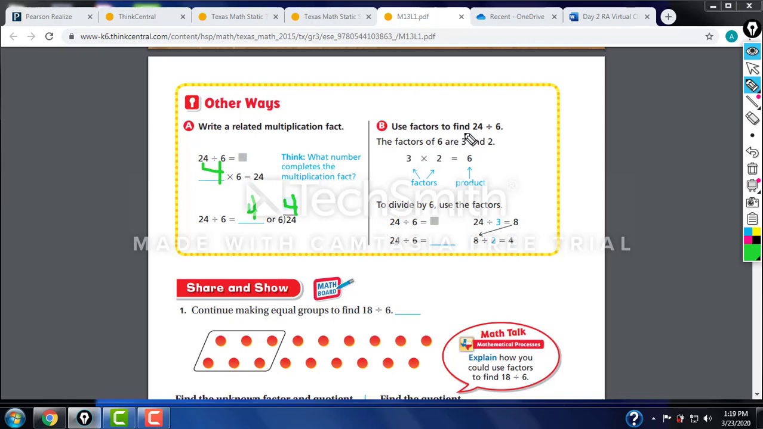Another way, B, is to use the factors to find 24 divided by 6. And we're getting the factors of 6 here. Factors of 6 are 3 and 2. So 24 divided by 6 here. We're looking at the factors that they used right here to get the answers. 24 divided by 3 equals 8. 8 divided by 2 equals 4. And this one, 24 divided by 6 is what? Yes, 4. That's correct. So that's another way we can use it, by using the factors or write a related multiplication fact. Let's go on to the next section here.